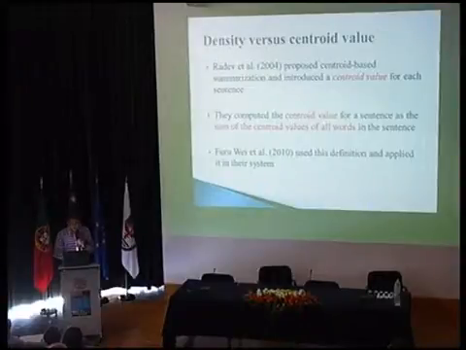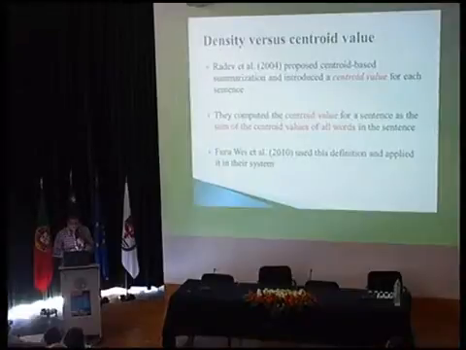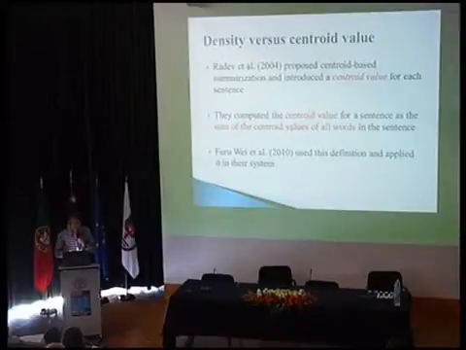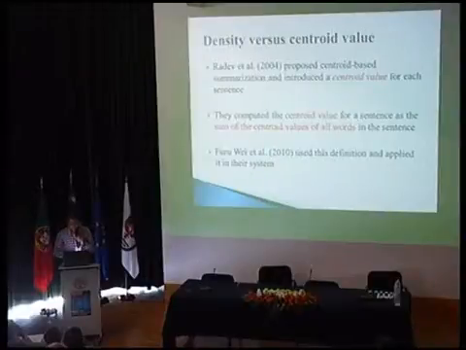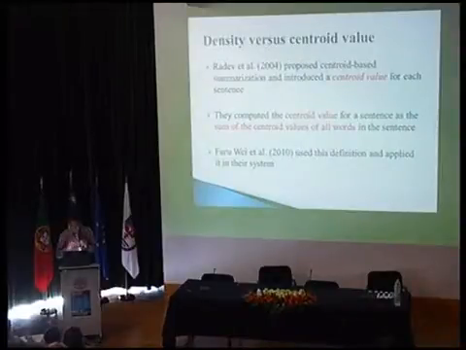Radev in 2004 proposed centroid-based summarization. In this paper, we show that centroid-based summarization is different from density-based, because they use the centroid value. It means the sum of the centroid values of all documents for one sentence is used to compute the centroid, and it is different from the radius. And if we had time, we could show it at the end.